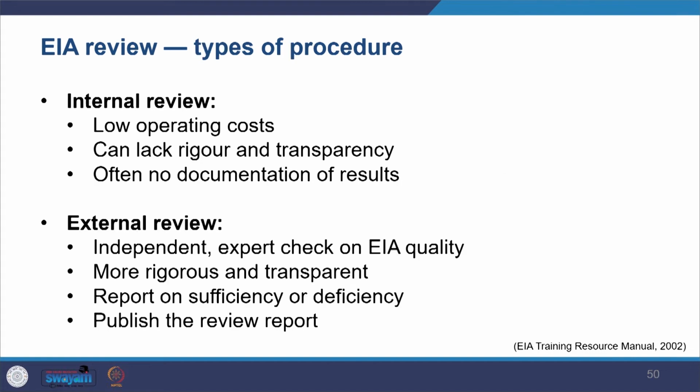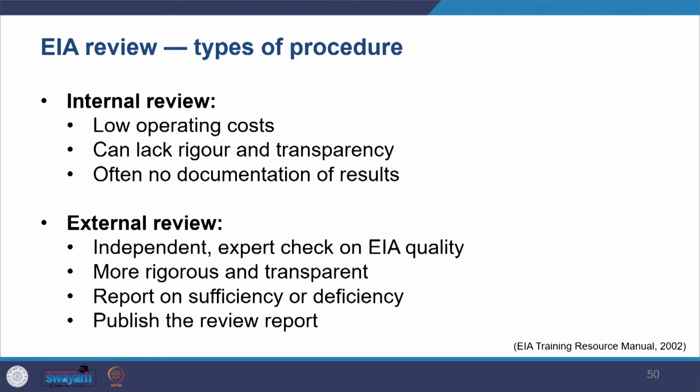For EIA review, the types of procedure are internal review and external review. Internal review has certain limitations: it can lack rigor and transparency, and you might not have enough documentation. However, it can be low in budget, so it might save your money. But you can also have external review, which can have an independent expert check on EIA quality. It can be more rigorous and transparent, it can show what is sufficient and what is deficient, and you will be able to publish the review report.